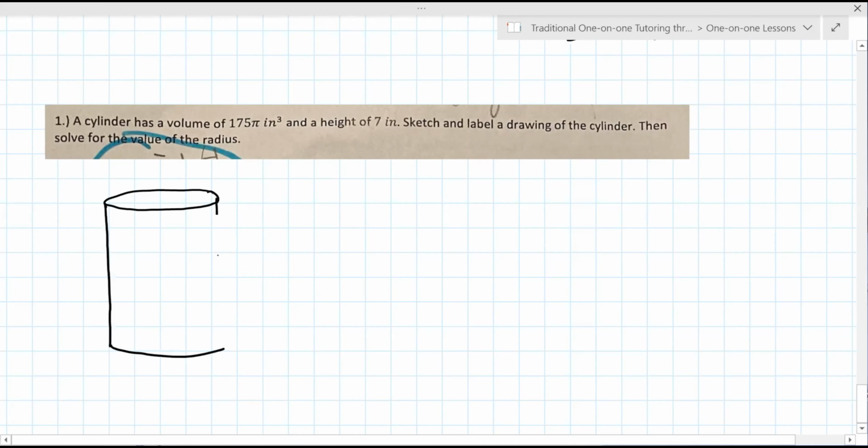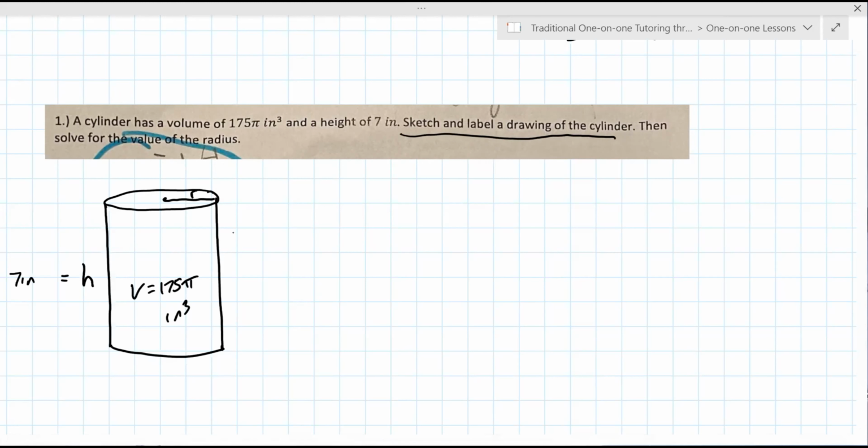There's your can. Okay, and it has a height and it has a radius, because at the top is a circle. So it's a sketch and label, a drawing of the cylinder. Great. So the height is 7 inches. And the volume is 175 pi inches cubed. So your instructor is looking for that. Depending on how much interest there is here, you can make a really nice drawing. The drawing really doesn't matter, but it's good to have some sort of an idea of what you're looking at here.